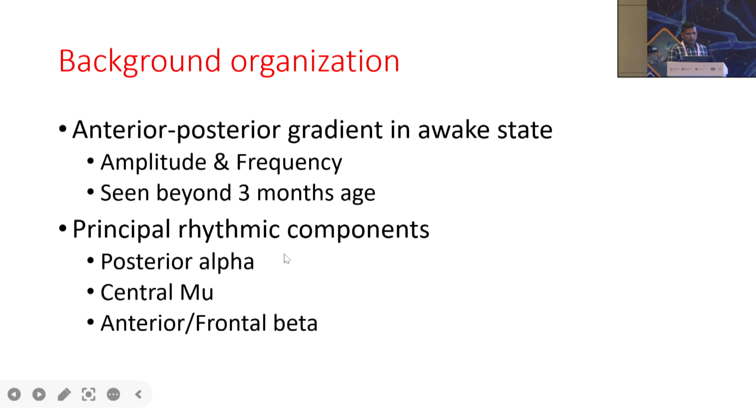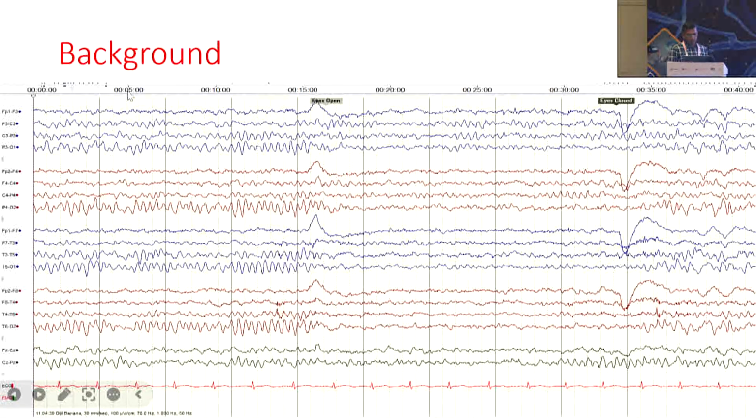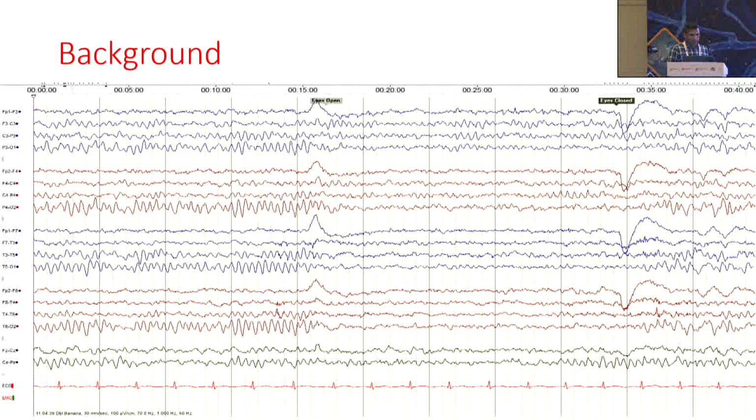And the background elements are the same. Instead of alpha in younger children, we just call it the posterior dominant rhythm, because below 3 years you may not have alpha. Then central mu and frontal beta activity. So background description is the same as in older children. This is an older child with good PDR and alpha attenuation on eye opening, but along with the posterior dominant rhythm, you also have some central rhythms like mu or central dominant rhythm itself, and the frontal beta rhythm.